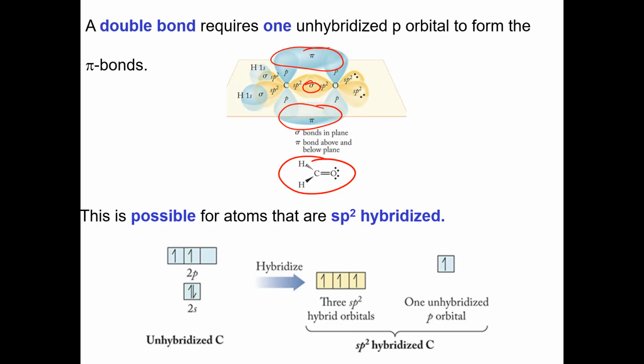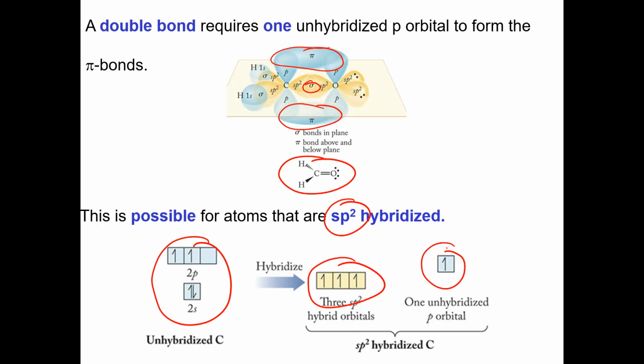So what we're really saying is that for a double bond to form, we're going to frequently see that atoms are sp2 hybridized. This is especially true for carbon. We begin with electron configuration 2s2 2p2. We hybridize to form 3 sp2 hybrid orbitals in a trigonal planar arrangement, and that leaves us with one unhybridized p orbital, which can engage in pi bonding, forming the double bond.